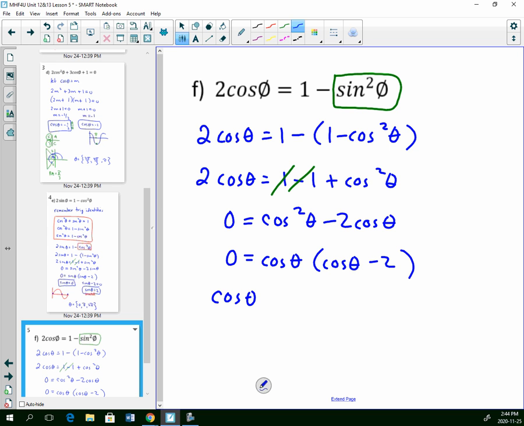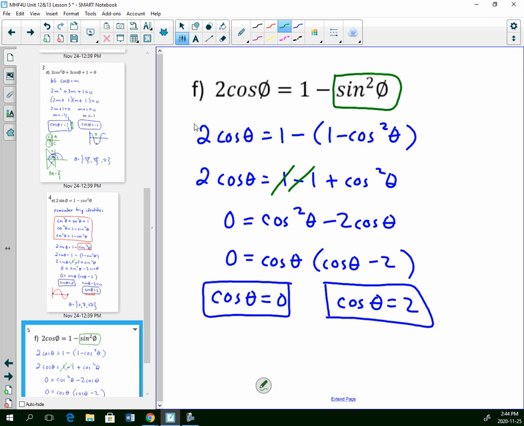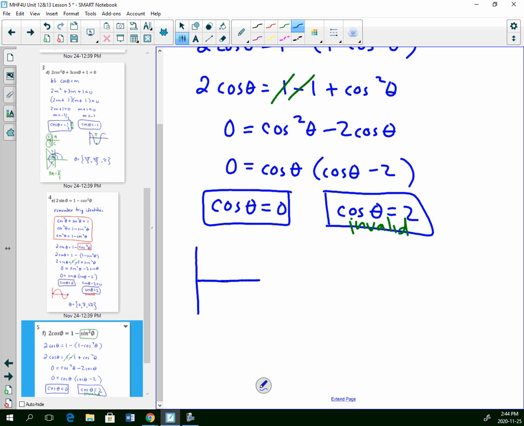Set my factors equal to 0. So I have 2 factors, or 2 roots. This one is invalid because it's greater than 1, so we don't have to worry about that one. And then where does cosine theta equal 0? It equals 0 here and here, which is at pi over 2 and 3 pi over 2. So that is my solution set. Pi over 2 and 3 pi over 2.